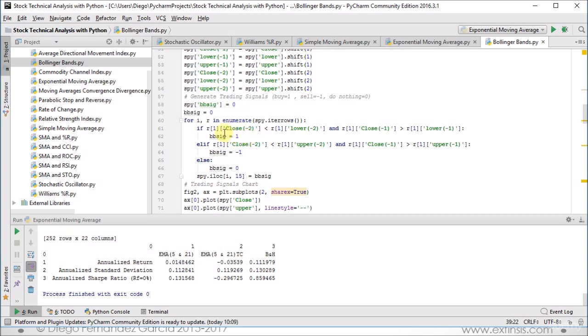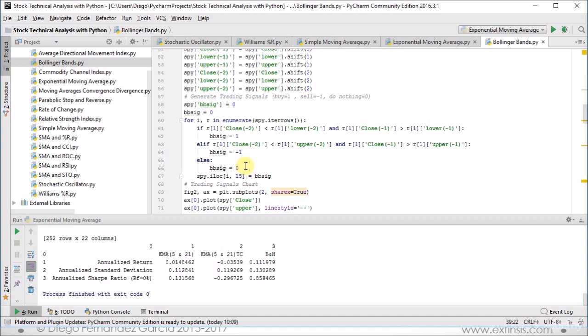If this is not the case, we enter this second conditional, which is elif or nested if within the original one. And we're asking if our second previous close prices were less than the second previous period upper band, and the previous period close prices were greater than the previous period upper band, then we have BBSig equals to -1 or a sell signal. If none of these conditions is met, we have else, which is 0 or do nothing.